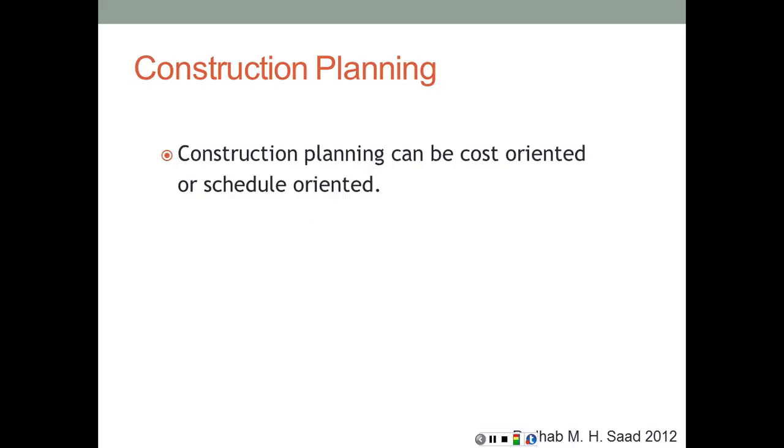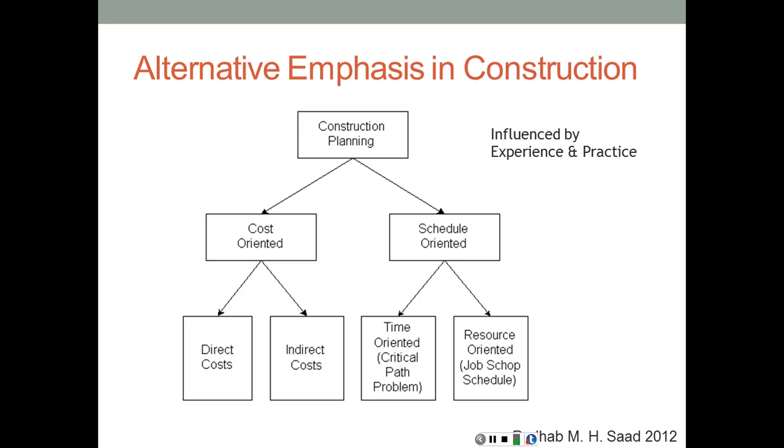Construction planning can be either cost-oriented or schedule-oriented. To give an example, the cost-oriented is going to look at the direct costs and the indirect costs. The direct costs are basically costs involved directly in the construction operation on site, whereas indirect costs are costs needed to be spent on the project but not necessarily related to any particular activity.